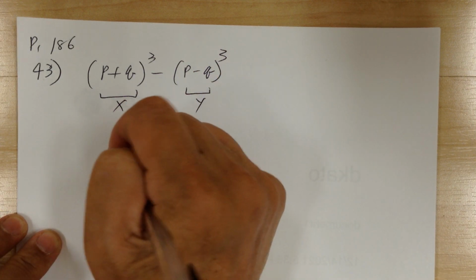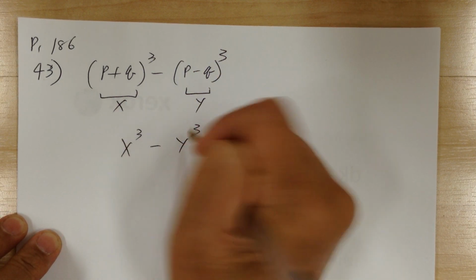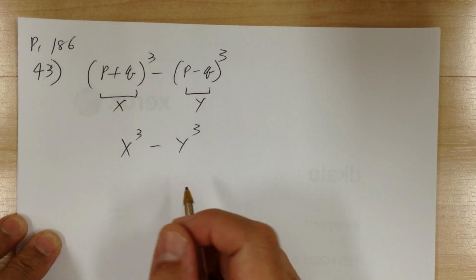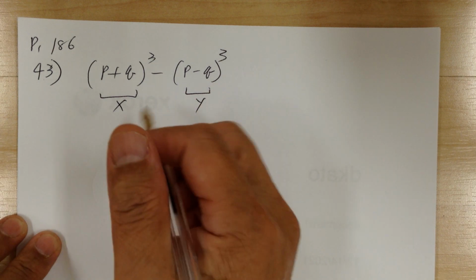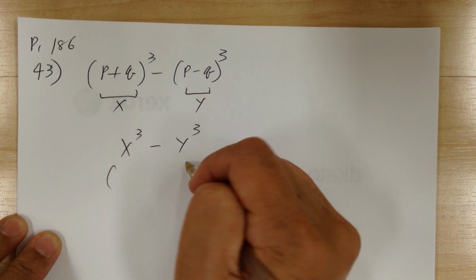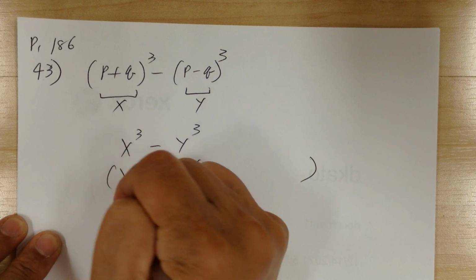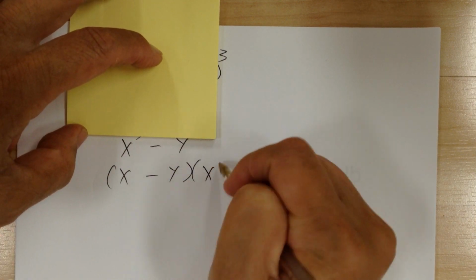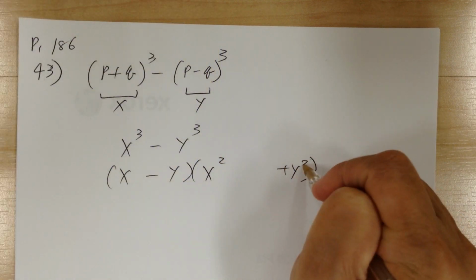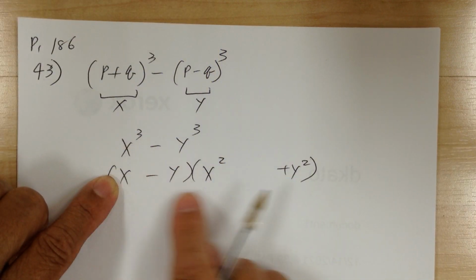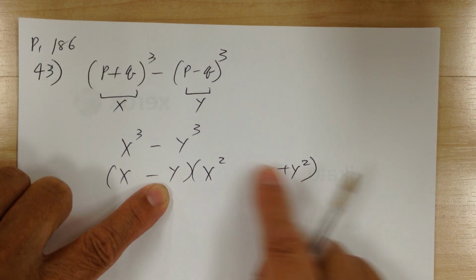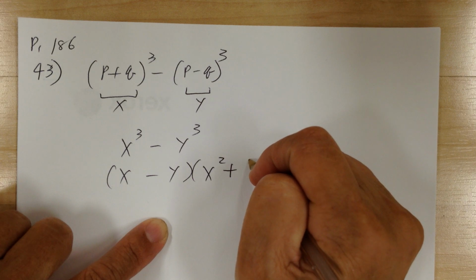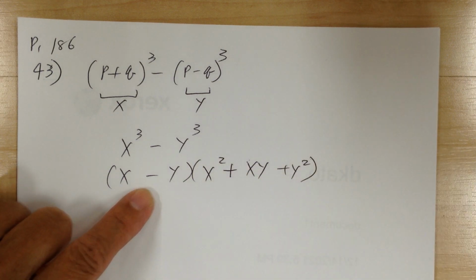So this becomes x cubed minus y cubed. Do that first. Then you do the factoring and substitute inside. So you're going to get x minus y, and you're going to get x squared plus y squared. Again, x times x squared gives you x cubed, y times y squared gives you y cubed. In the middle, you have to do the opposite, which would be plus xy.